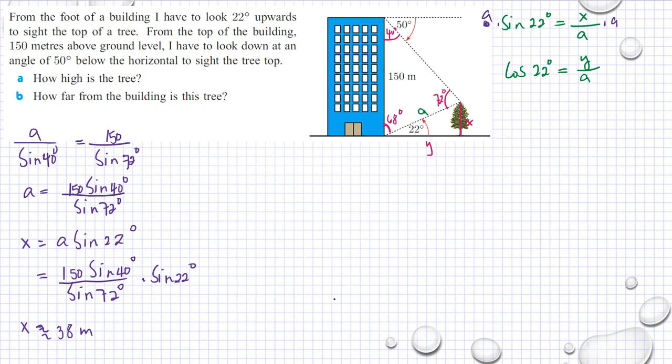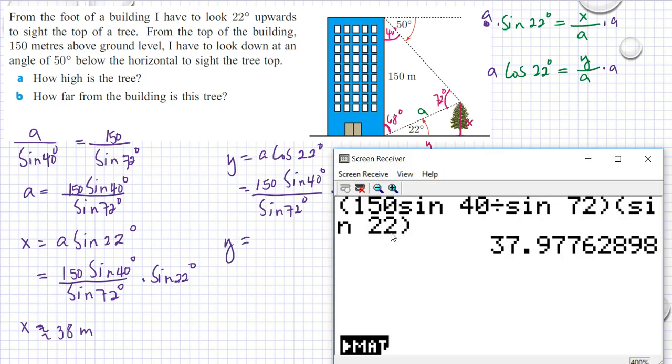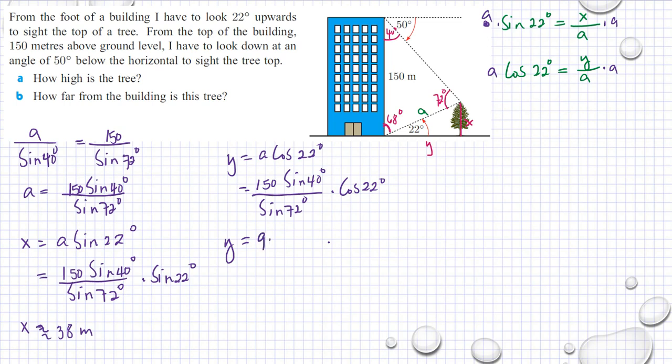And how far from the building is that tree? If we multiply both sides of the equation by A here also, then we have y is equal to A cosine 22 degrees. So we have 150 meters sine 40 degrees divided by sine 72 degrees multiplied by cosine 22 degrees. So our y now, if I only change the sine with a cosine, then I have now 93, almost 94 meters.